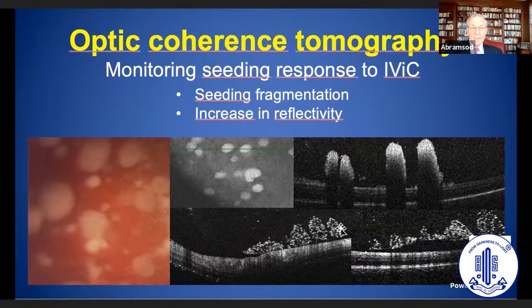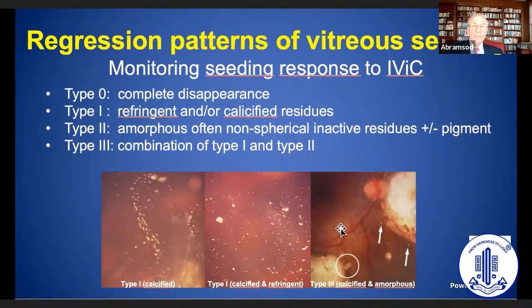Of course, you don't necessarily have to wait for the complete response of seeding, characterized by these four types, type 0, 1, 2, 3. You don't need to reach this point necessarily. As soon as you have the fragmentation and the hyperreflectivity on the OCT, you can stop injecting.